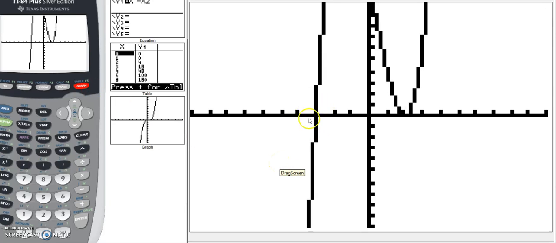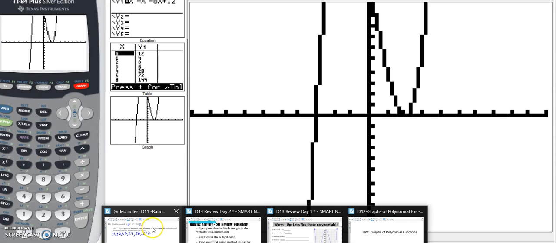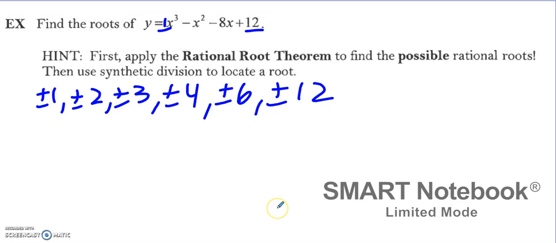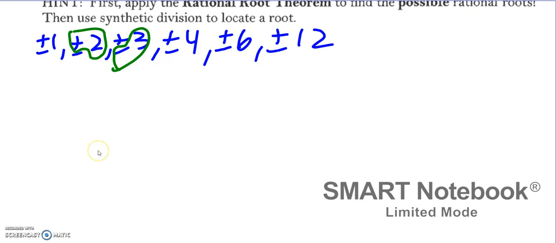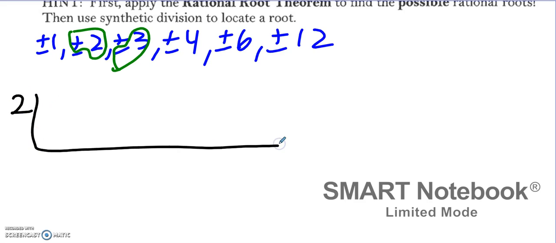Okay, so it looks like I have a root at -3 and maybe one at 2. Those are both within my possible rational roots. So -3 and +2 are both possible rational roots. So let's go ahead and do synthetic division with those. It doesn't matter in this case which one we choose first. So I'm going to go ahead and choose +2 just because it's a slightly smaller number and I like working with positive values whenever I can.